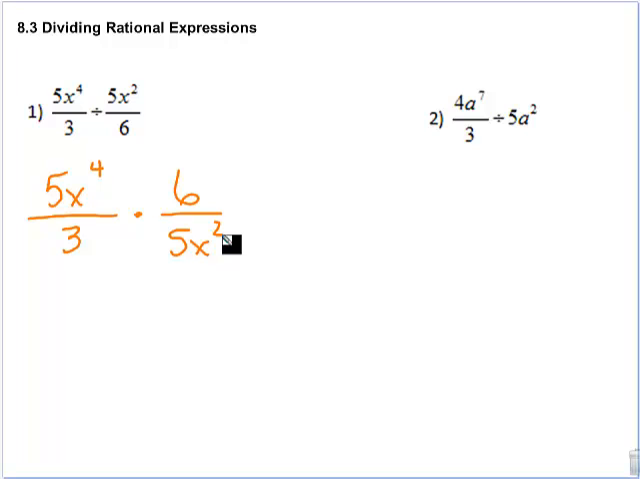And then from here, this is a problem exactly like what we saw yesterday. So how would we simplify this? The 5's, what about the 5's? Yeah, they cancel. X to the 4th and x squared? Yep, 2 of them would cancel, so we'd have an x squared left. The 3 and the 6, what would happen with the 3 and the 6? It would change to 1 and 2, so just 2.